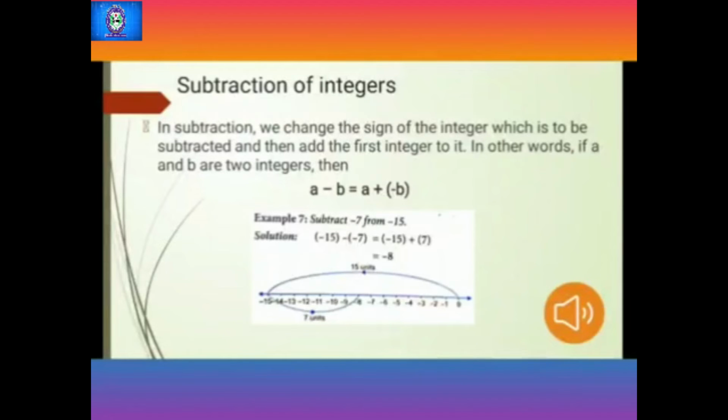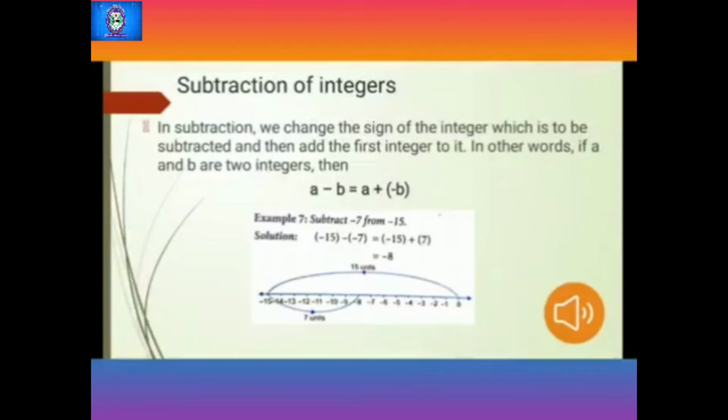As you can see in the example, subtract minus 7 from minus 15. So how will we write that? We will write minus 15 in a bracket and then put a sign of minus, and then again put minus 7 in a bracket. So you can see now how we will solve that.